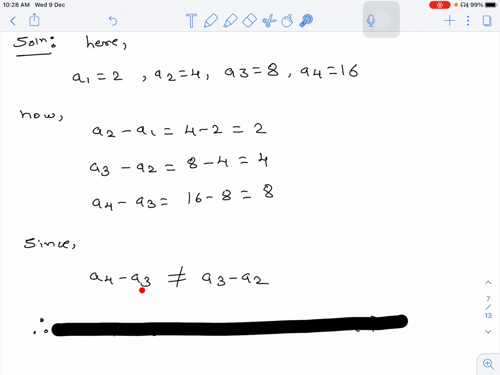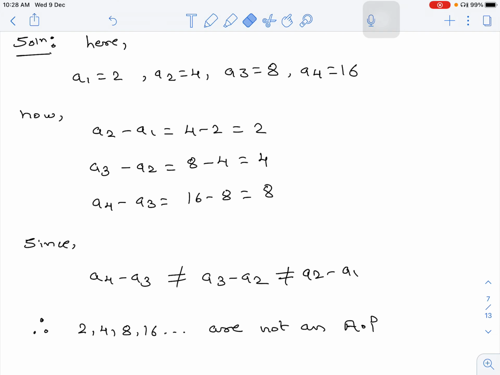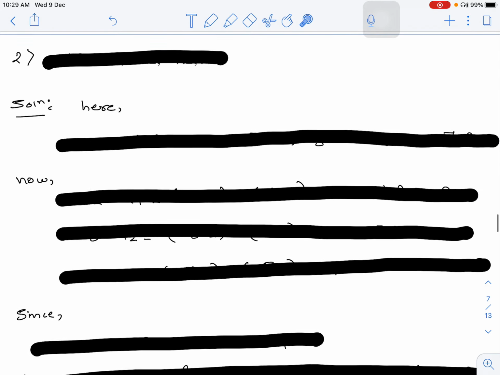Since A4 minus A3 is not equal to A3 minus A2, and if you want to write further, A3 minus A2 is not equal to A2 minus A1. So finally we can reach a conclusion that since the differences are not equal, therefore 2, 4, 8, 16 are not an AP. Now let us see the next example.